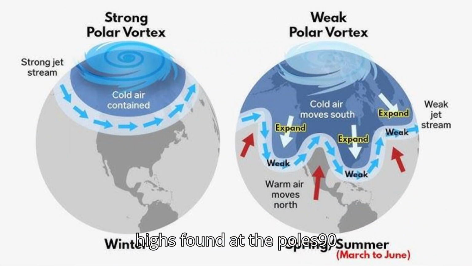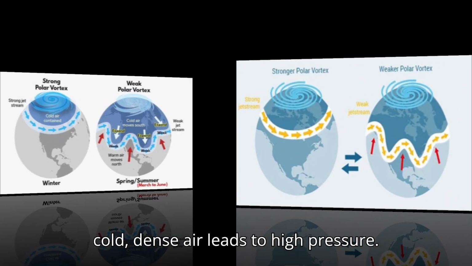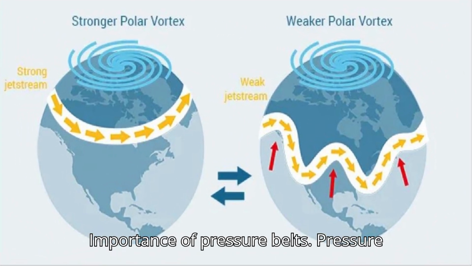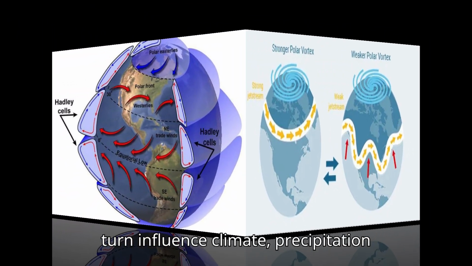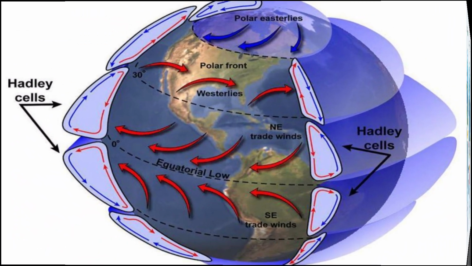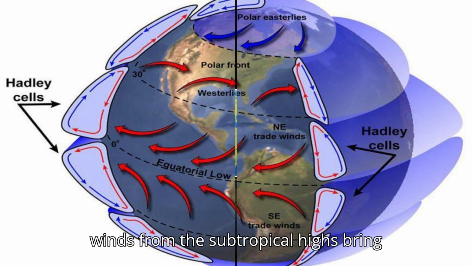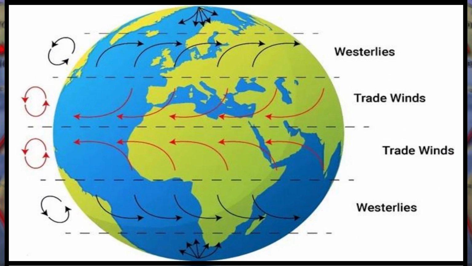Polar highs, found at the poles, 90 degrees north and 90 degrees south, where cold, dense air leads to high pressure. Importance of pressure belts. Pressure belts control wind patterns, which in turn influence climate, precipitation, and weather. For example, trade winds from the subtropical highs bring dry conditions to tropical areas.